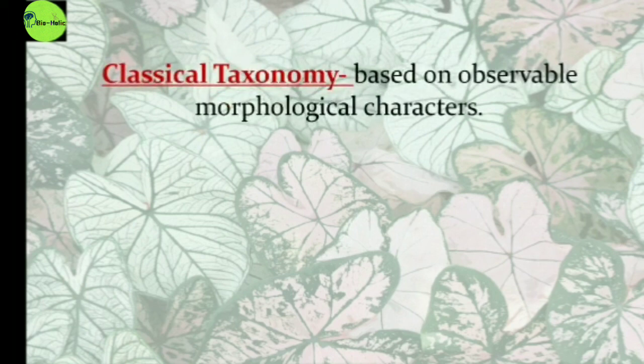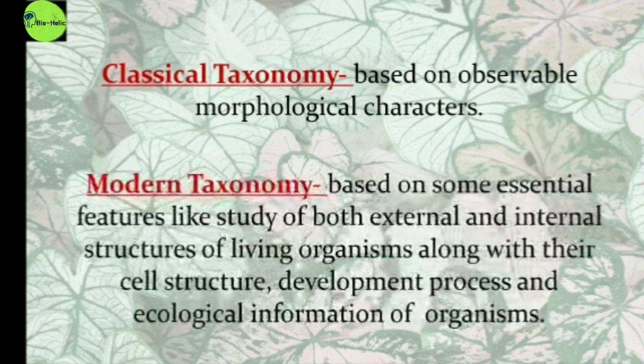Okay, so there is a big difference between classical taxonomy and modern taxonomy. Classical taxonomy is based on observable morphological characteristics. And modern taxonomy is based on some essential features, like the study of both external and internal structures of living organisms, along with their cell structure, development process, and ecological information of organisms.